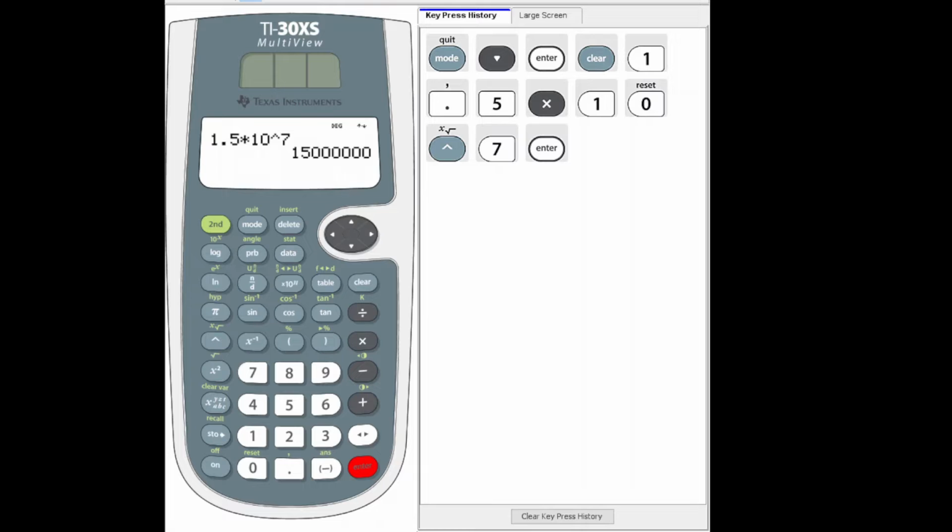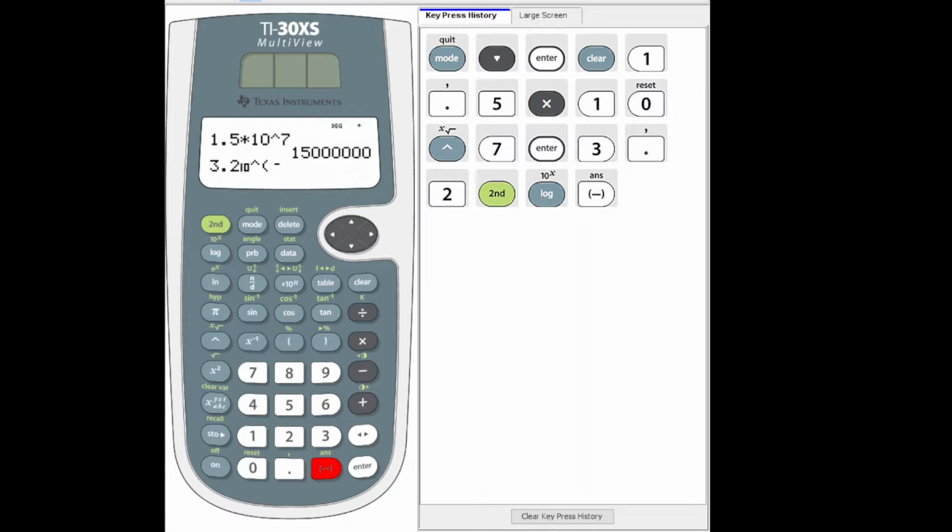Now let's try again. 3.2, and this time we're going to do second log. Notice how hitting the green second key changes the functions to whatever they are on the green writing above the key. In this case, 10 to the power. And we're going to do 10 to the power of -4. Once again, we have proper scientific notation.